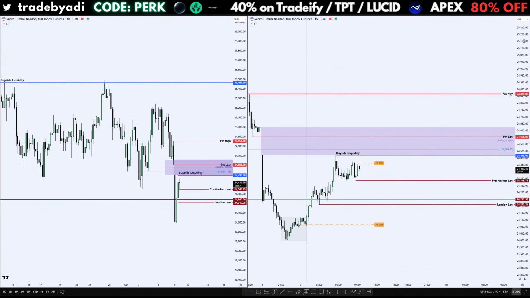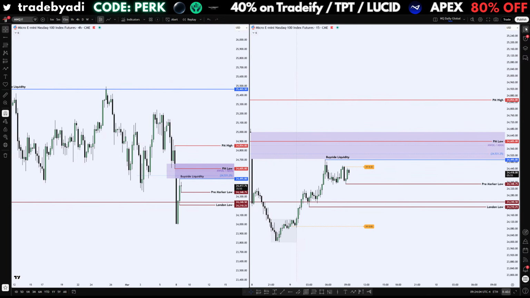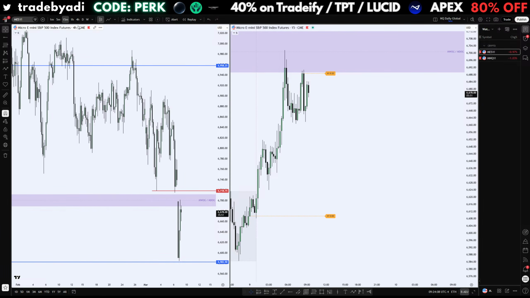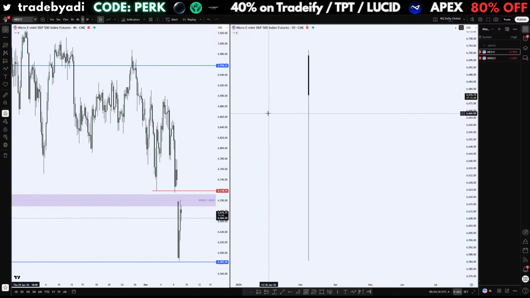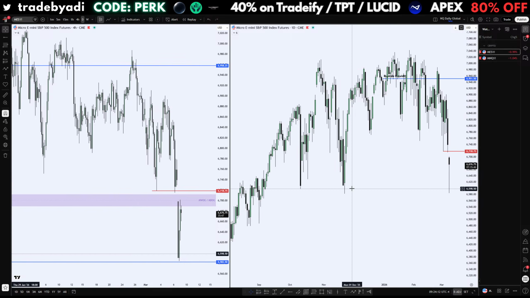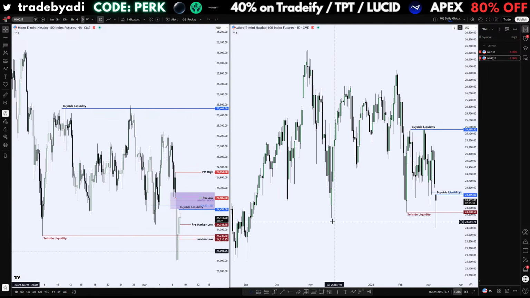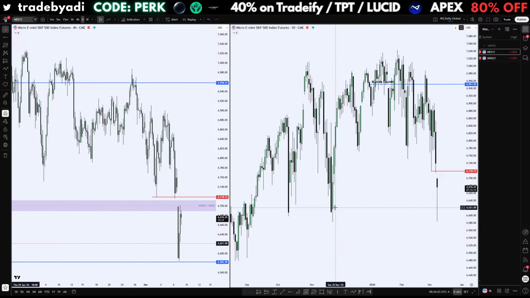I have not checked out the MES yet. What is the ES doing? ES has taken out this low, and it was the 21 November. Okay, the Nasdaq also took this low. What is the DXY doing?